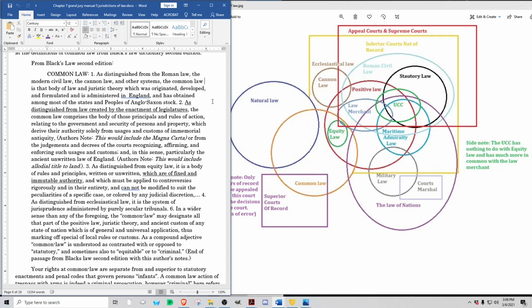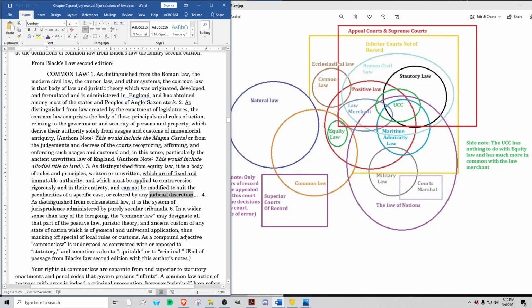So anyway, 3, as distinguished from equity law, it is a body of rules and principles, written or unwritten, which are of fixed and immutable authority, and which must be applied to controversies rigorously and in their entirety, and cannot be modified to suit the particularities of a specific case, or colored by any judicial discretion. Notice that. Or colored by any judicial discretion. What does that mean? Under common law, there is no judicial discretion. They can't do anything about it. Jury says that's it. Sovereign says that's it. That's it.